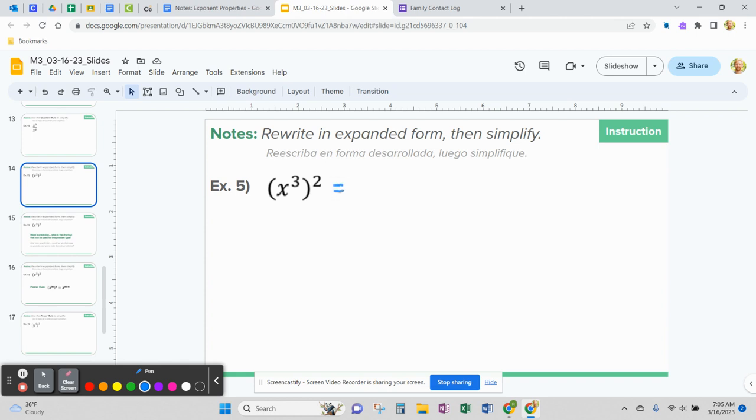I'm going to show this in 2 steps here. So we have x to the third, and this whole thing is multiplied by itself twice. So we got x to the third times x to the third. And if I wanted to expand that out some more, then let's rewrite it. I'd have x times x times x times x times x times x. And that whole thing could be recondensed down into x to the 6th power.